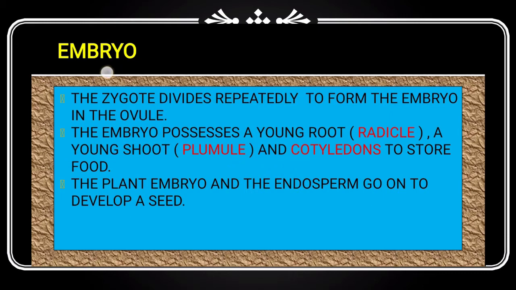The zygote divides repeatedly to form the embryo in the ovule. The embryo possesses a small root called the radicle, a young shoot called the plumule, and cotyledons to store food. The plant embryo and the endosperm go on to develop into a seed.